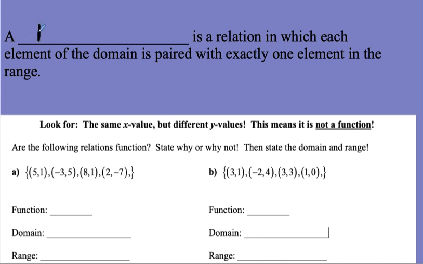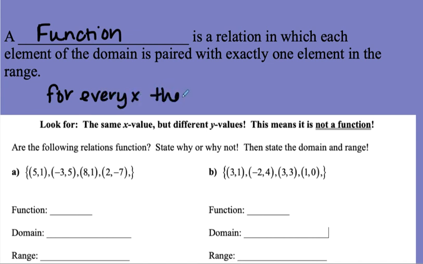So a function is a relation in which each element of the domain is paired with exactly one element in the range. Okay, so that's the mathy definition. What I like to say, to get you to understand, is that for every x, there is only one unique y. There is one unique y. That means that you can't have repeated x's if something's going to be a function.